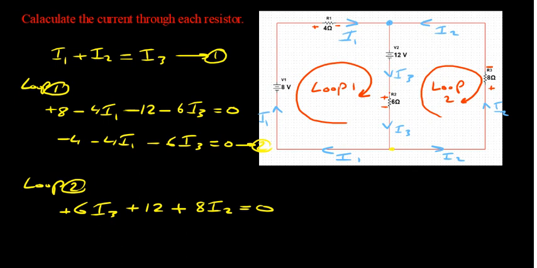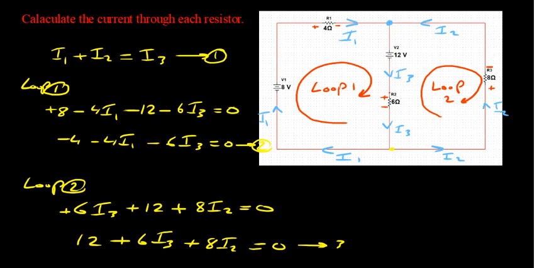So that's my second equation, or third equation actually. I prefer to write the voltage first. 6I3 plus 8I2, that equals 0. That will be our third equation of Kirchhoff rules. That's all the equations I need. I have 3 equations with 3 unknowns, the currents 1, 2, and 3.